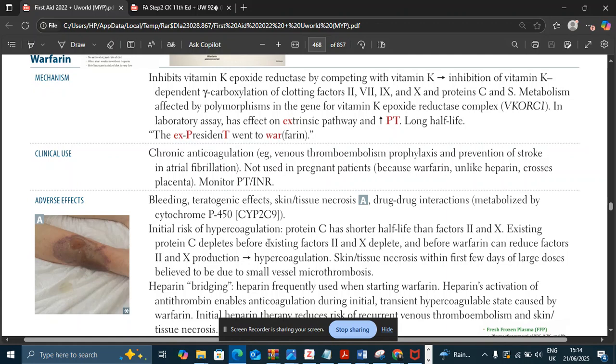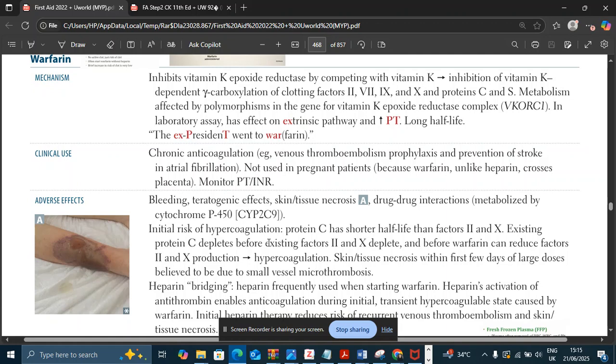So after starting warfarin, it should lead to anticoagulation, but it is causing hypercoagulation. There is an initial risk of hypercoagulation because protein C and protein S, which are anticoagulants, have a short half life as compared to factor 2, 7, 9, and 10. Due to these two reasons, the slow onset of action of warfarin and initial risk of hypercoagulation, we do heparin bridging. We give the patient heparin for some amount of time.